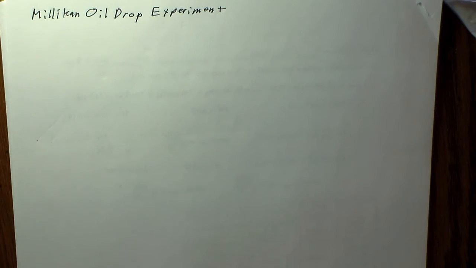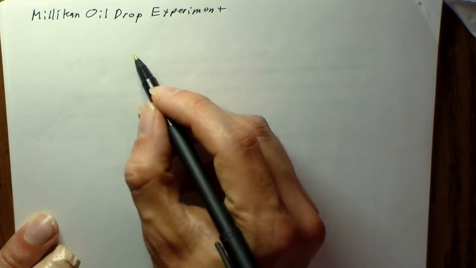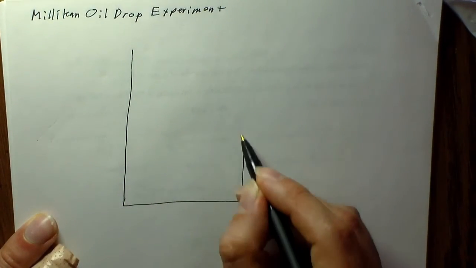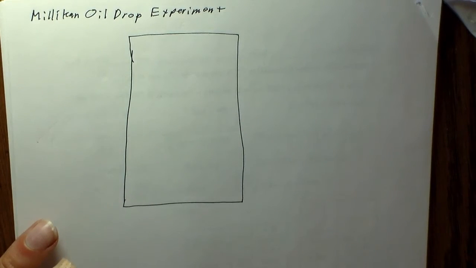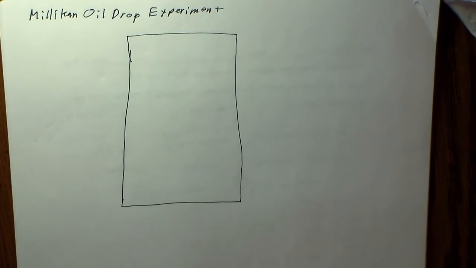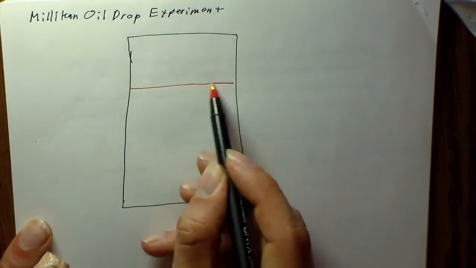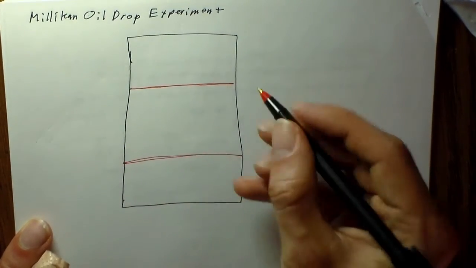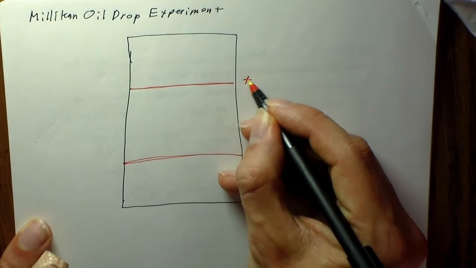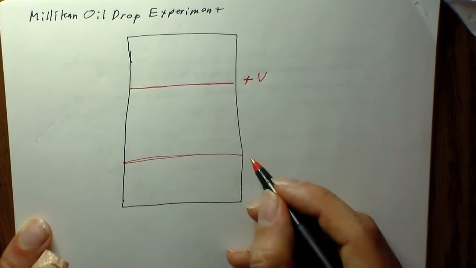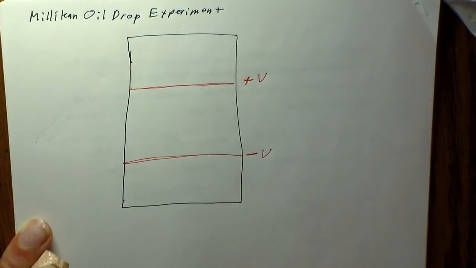All right, so first up, I'm just going to draw basically the outside. So this right here is just the containment vessel that held everything. And on the top and bottom here, we had two plates. And this plate here was going to be positive voltage, so that's some positive voltage. Right down here, this is going to be a negative voltage.